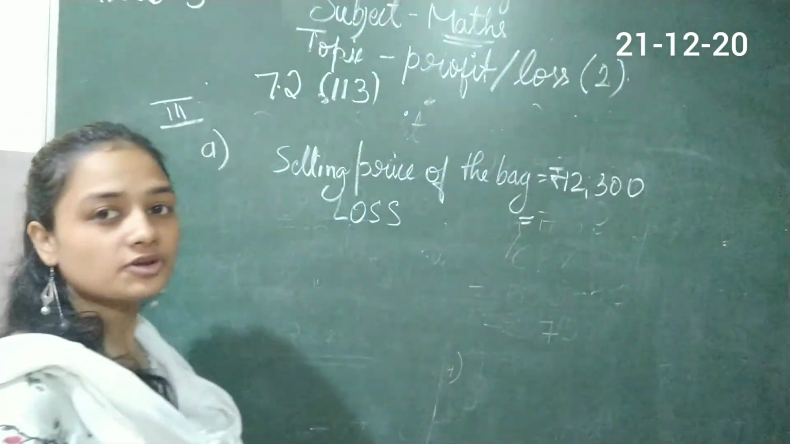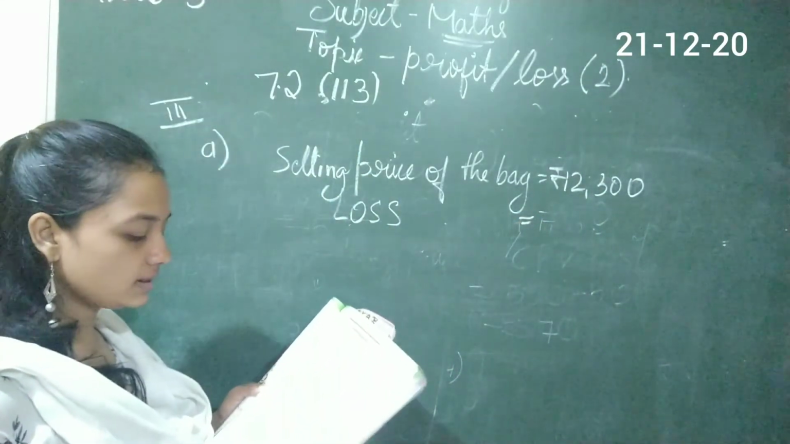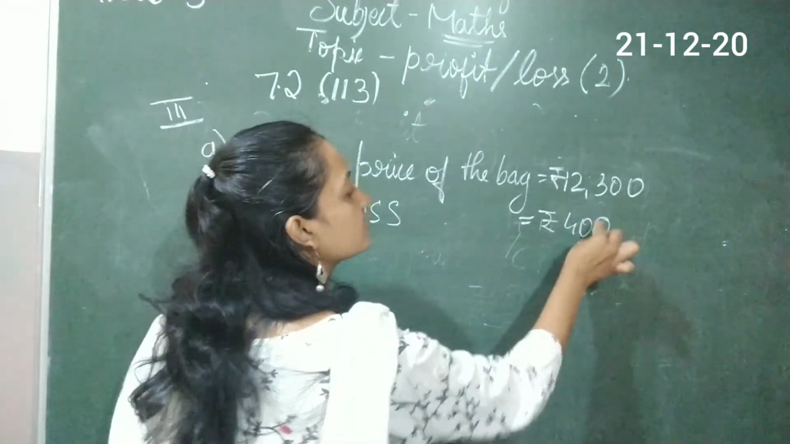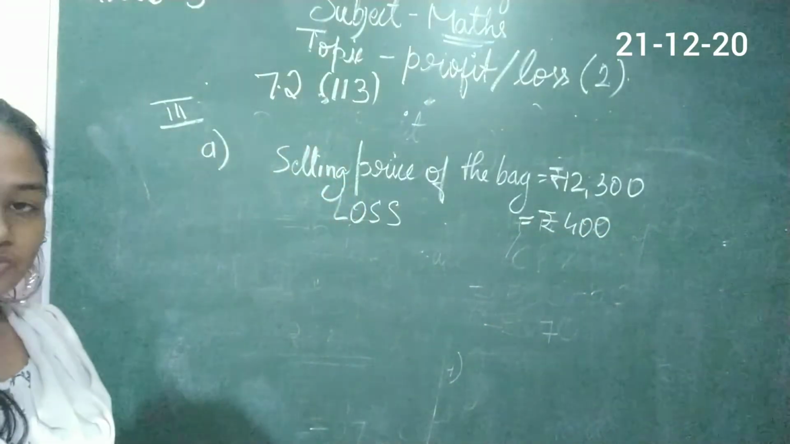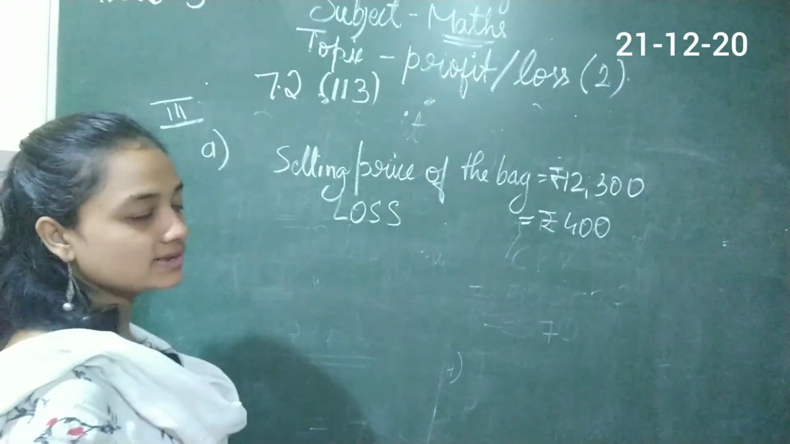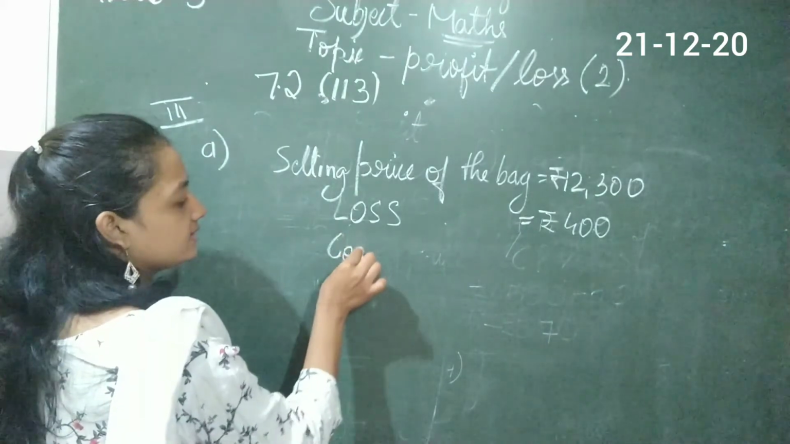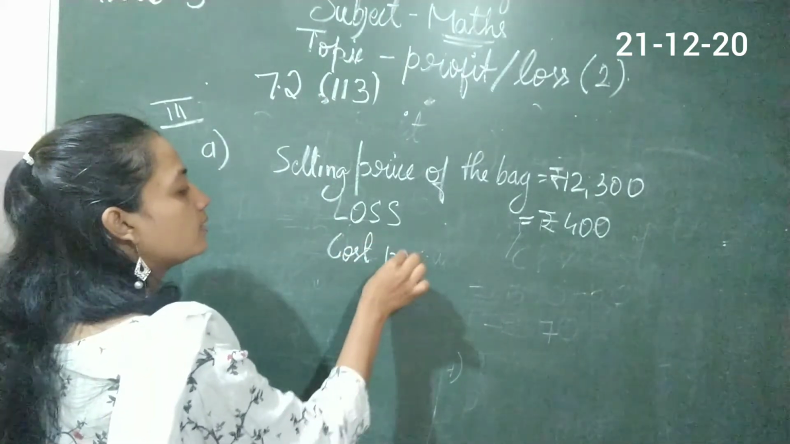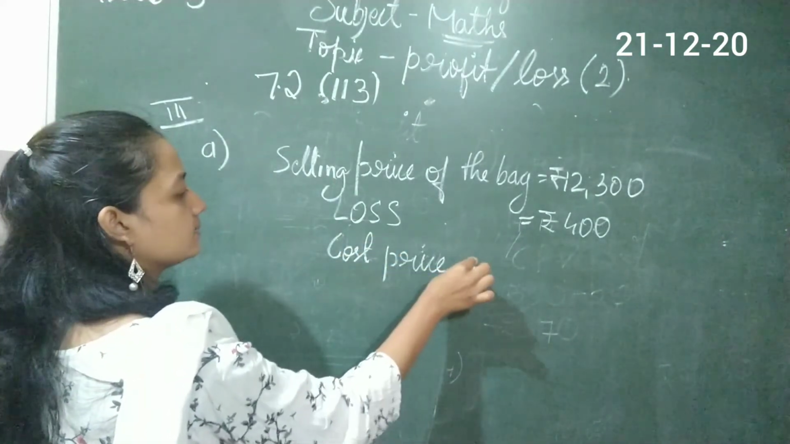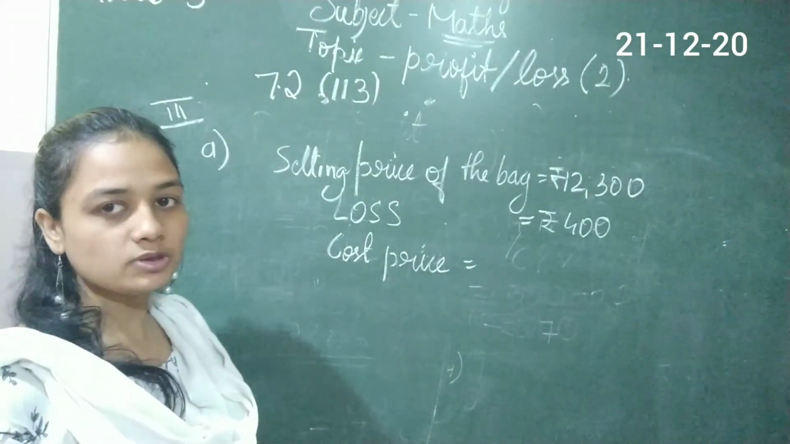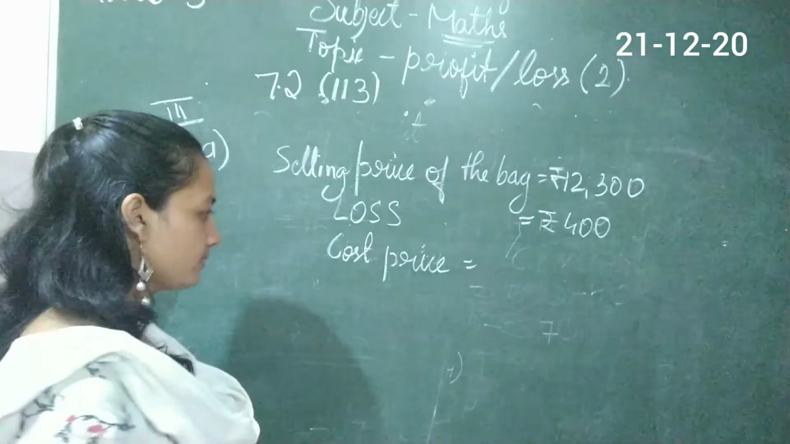And he sold it at a loss. So how much is the loss? He has a loss of 400 rupees. So now what should we find? For how much did Rahman buy that machine? That is the cost price here. So what is the formula for finding cost price when you have selling price and the loss?